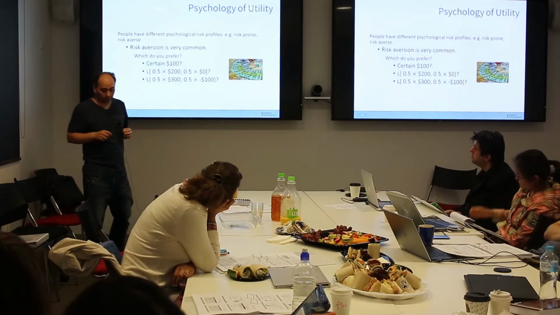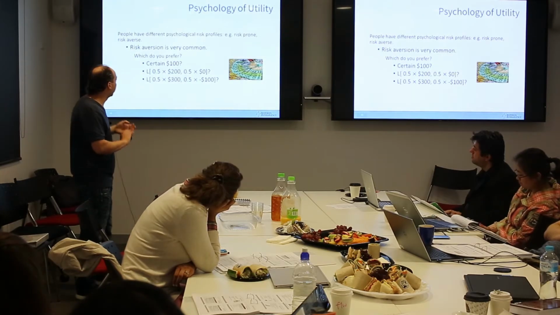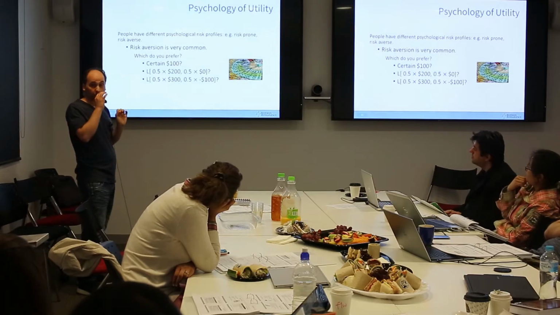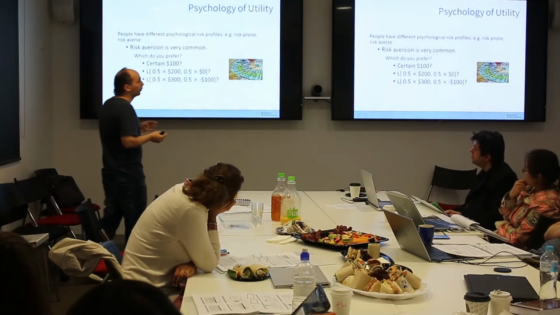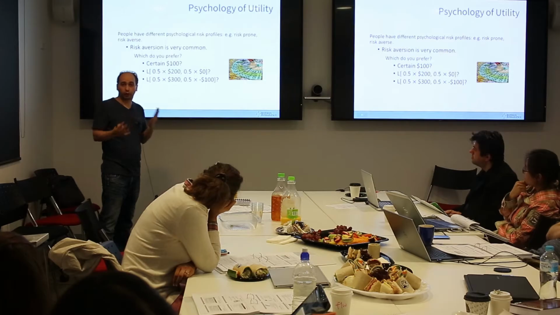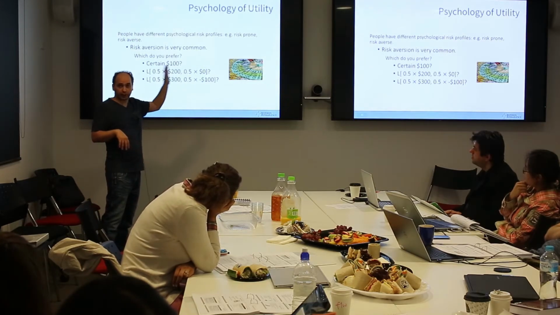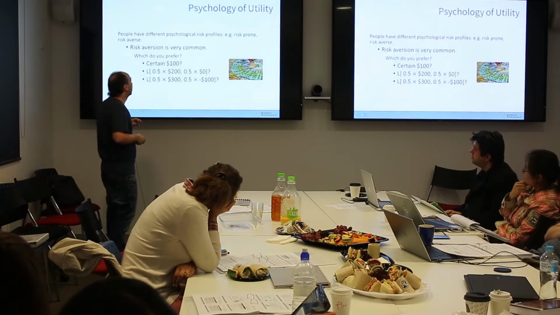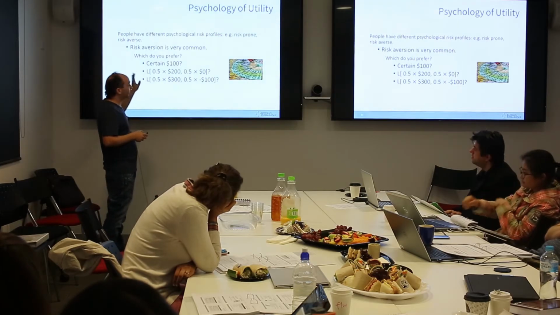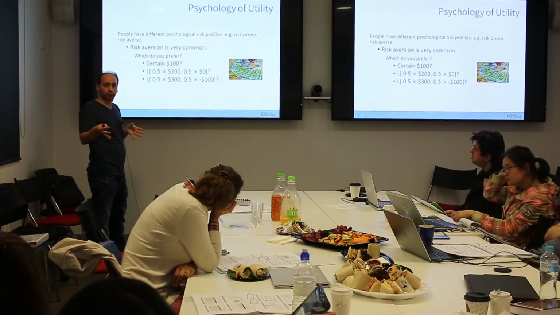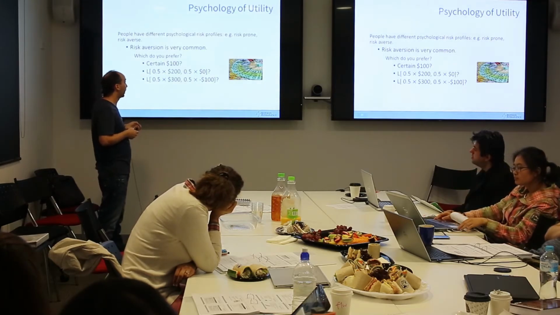Okay, so in terms of the psychology of utility, people have different what's called risk profiles. Some people can be risk averse, some people can be risk seekers, and that's independent of all the time discounting and all the rest. For instance, risk aversion is extremely common. It's usually the most common risk profile that people have.